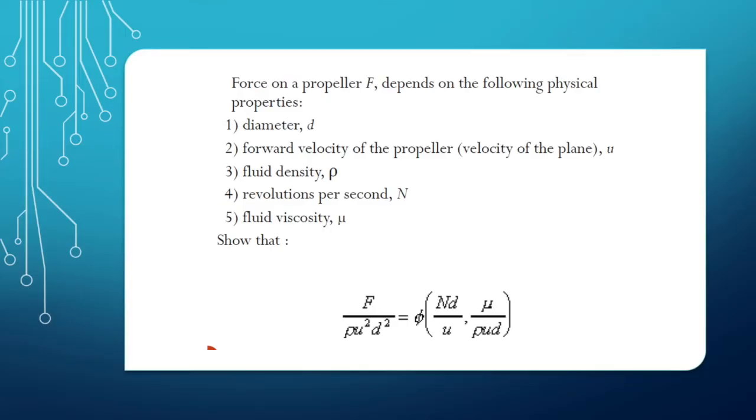Force on a propeller, F, depends on the following physical properties. First is diameter, d, and second, forward velocity of the propeller, or velocity of the plane, u, and then third is fluid density, rho, fourth is revolutions per second, and number 5, fluid viscosity, mu. This question asks you to show that F over rho u squared d squared is a function, phi, of n d over u and mu over rho u d.